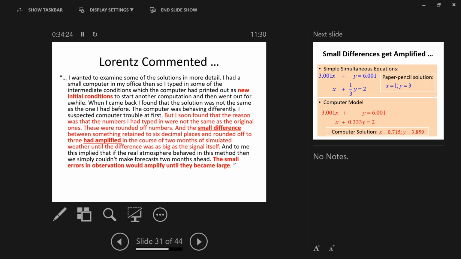These were rounded off numbers, and the small difference had been amplified in the course of 2 months of simulated weather until the difference was as big as the signal itself. And to me, this implied that if the real atmosphere behaved in this manner, we could not make forecasts 2 months ahead. Small errors in observation amplify until they dominate. So those are his words.